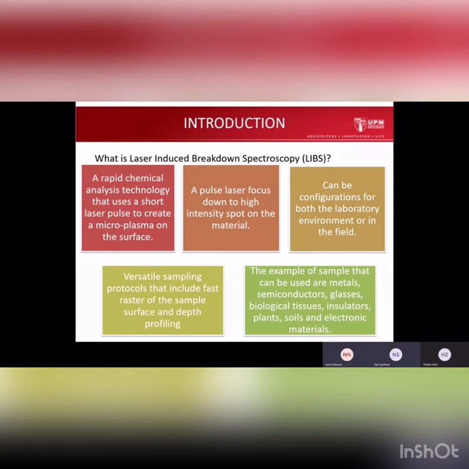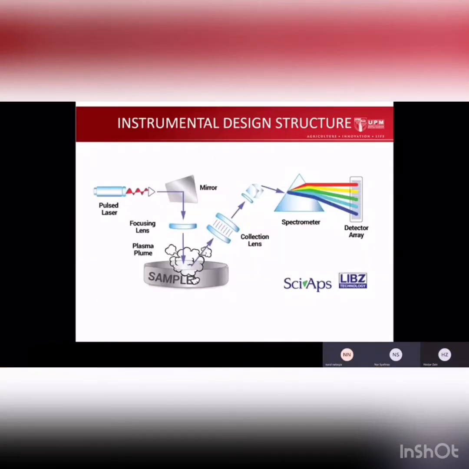Very clear. Okay. So next, this is an example of the instrumental design structure. We have the pulsed laser going through the mirror, and the mirror passes it to the focusing lens, and then the plasma plume is emitted from the sample, then a collection lens sends it to the spectrometer, and lastly the detector array. Let me explain in more detail the characteristics of the instrumental design.